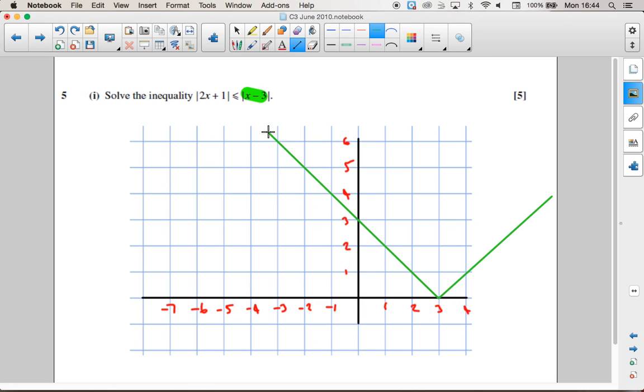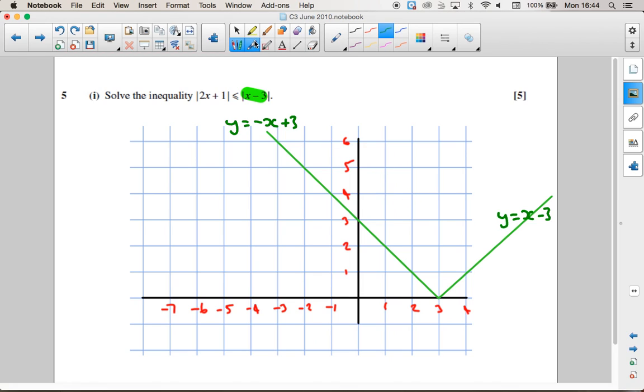So it's going to hit +3 on the y-axis. And it's important to write down what these two individual lines are. So this is normal y equals x take away 3. But this is y equals minus x plus 3 because we reflected it in the x-axis.